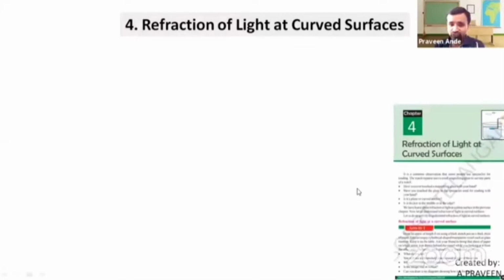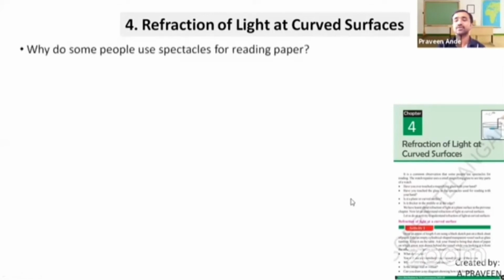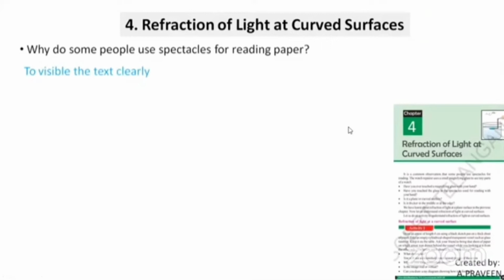So the next question is, why do some people use spectacles for reading a newspaper or a book? Especially while they are reading the newspaper, they wear them. Why? Defect of vision. To overcome that, they use spectacles, to see the text clearly. Otherwise, they will see the text blurred.